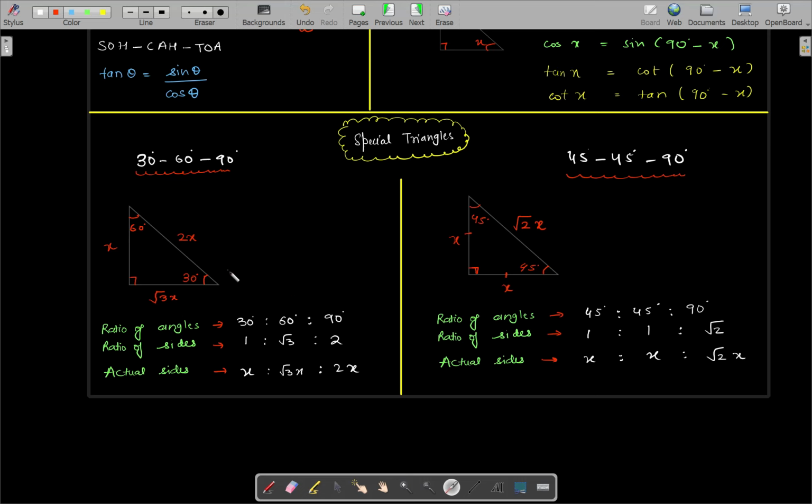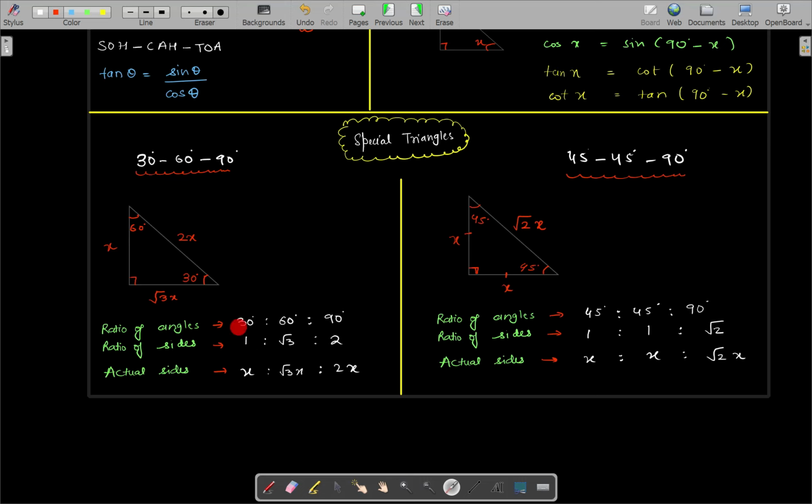Now, some students find it difficult to remember which side will be opposite to which angle. So it's very easy. You just need to understand one concept: the side which is opposite to the largest angle is always the largest in a triangle, and the side which is opposite to the smaller angle will be smaller. So see, if you write the angles in increasing order, 30, 60, 90, 30 is the smallest angle, then 60, then 90. Then the side which is opposite to the 30-degree angle will be the smallest.